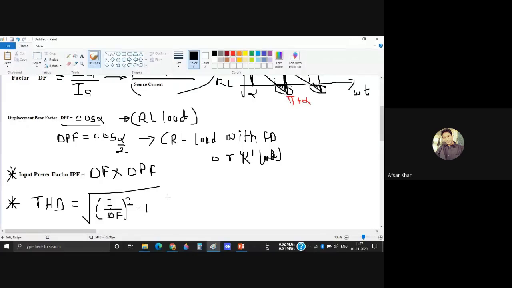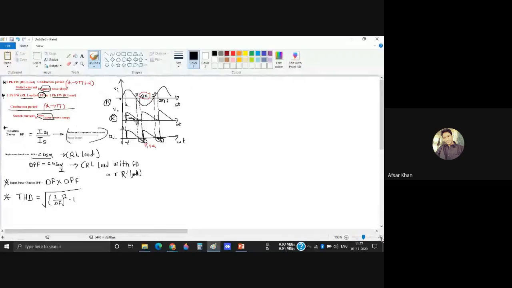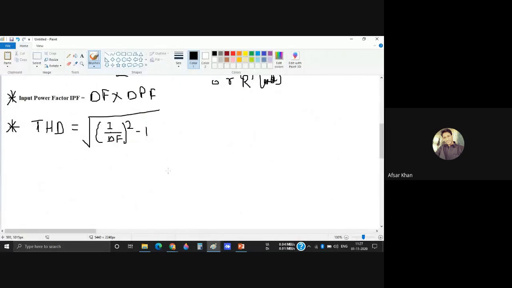Okay, so these are the inputs I have to give you. Then one value you have to remember, the THD value. You have to note it down. THD or percentage THD is always 48.43%.